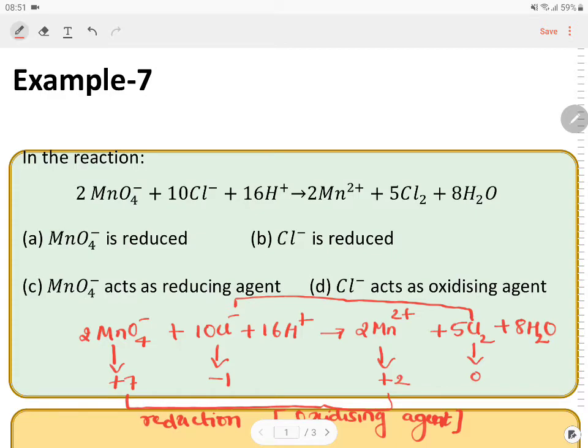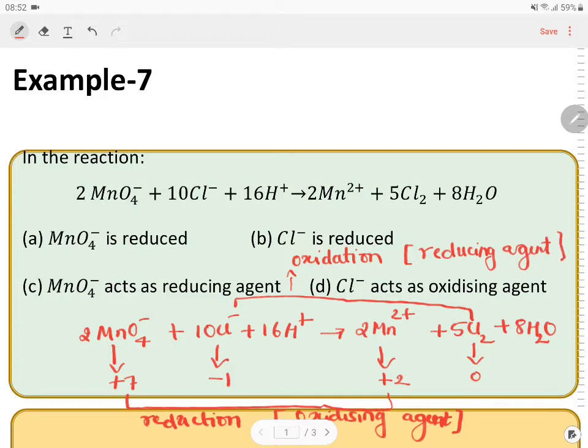Similarly, Cl minus 1 to Cl2, that is 0. From minus 1 to 0 means there is an increase. So increase in oxidation number, we call it oxidation. I'll write it here. It is oxidation. The one which undergoes oxidation becomes a reducing agent. Reducing agent.